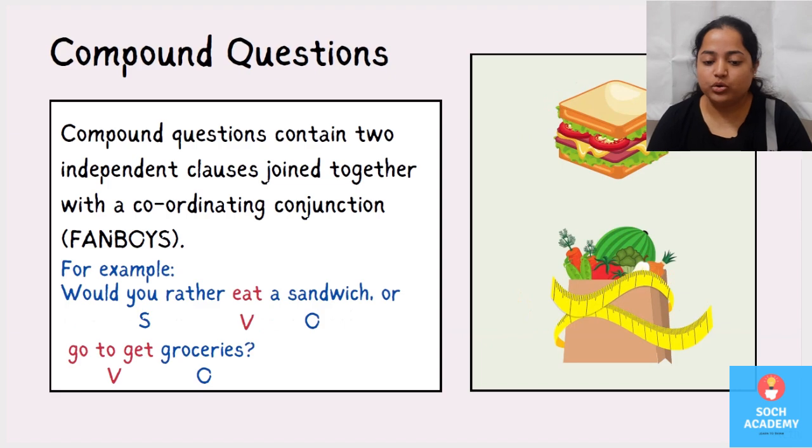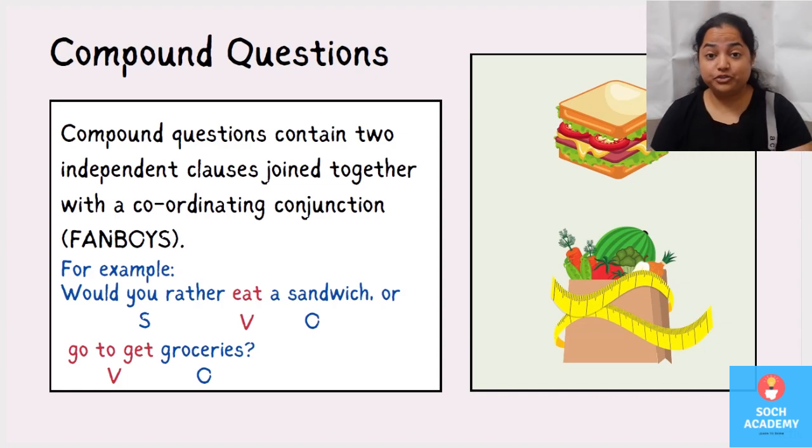Compound questions are also similar. They contain two independent clauses joined together with a coordinating conjunction. For example, "Would you rather eat a sandwich or go to get groceries?" In this, "you" is the subject, "eat" is the verb, "a sandwich" is the object, "or" is the conjunction, "go to get" is the verb and "groceries" is the object.